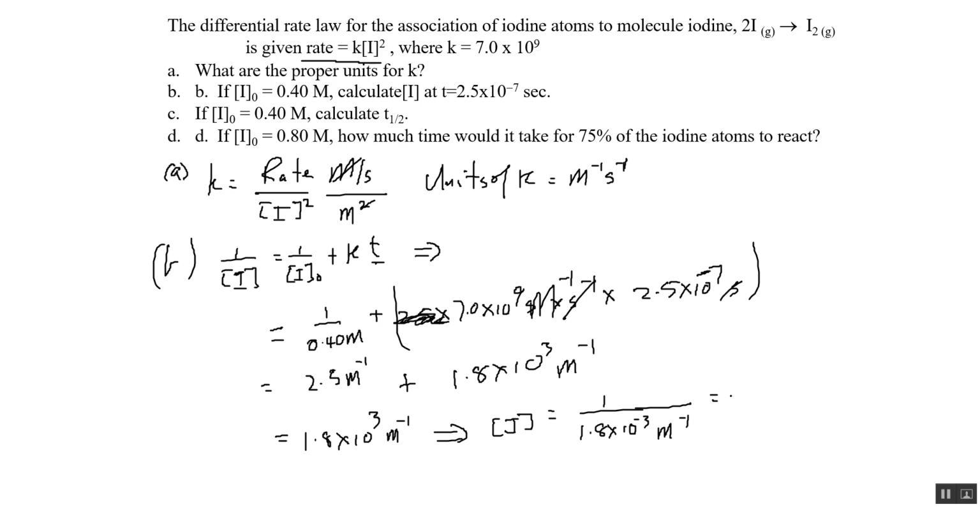Okay, so 1 divided by 1.8 times 10 to the minus 3. Oh, 10 to the 3. Why did I do that? This should be 10 to the 3. So the negative sign should not be here.